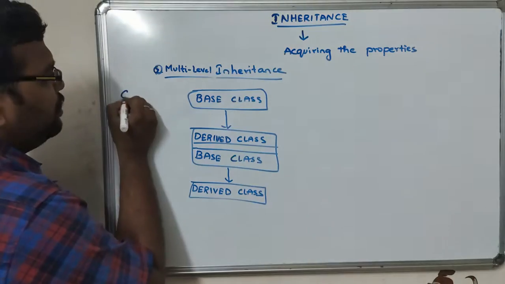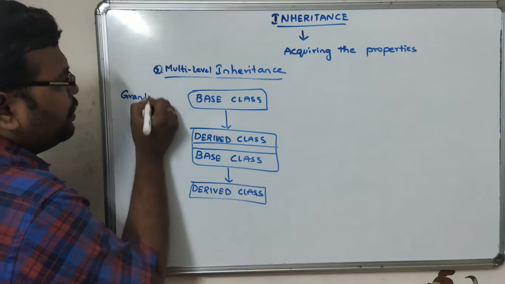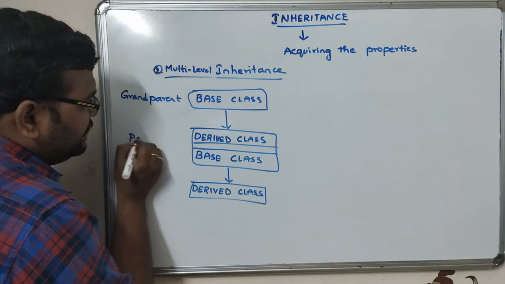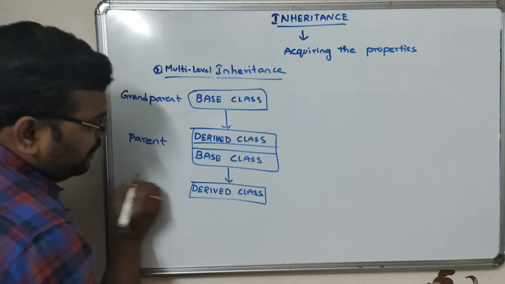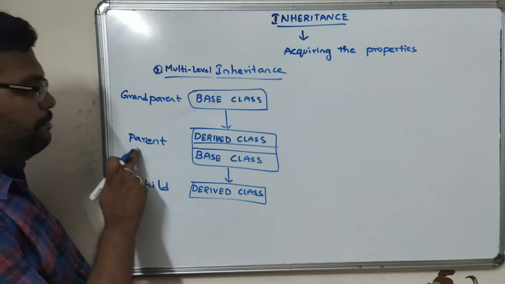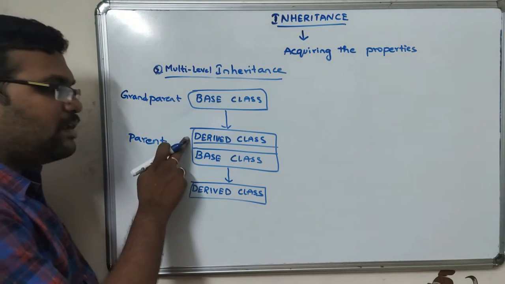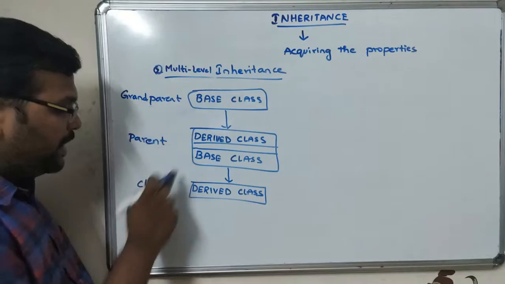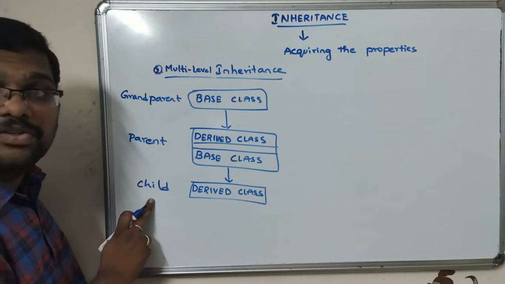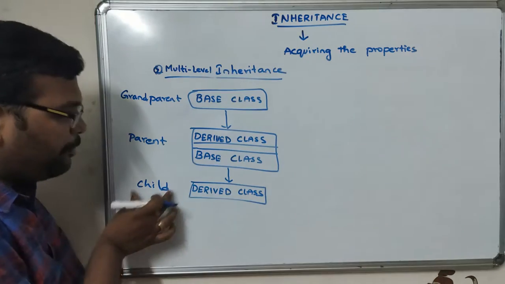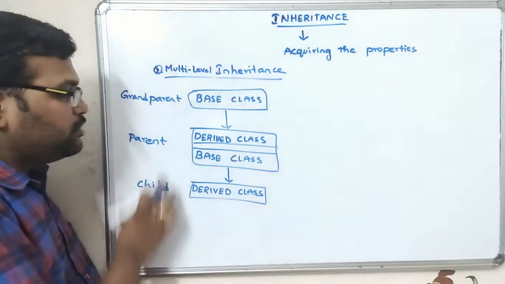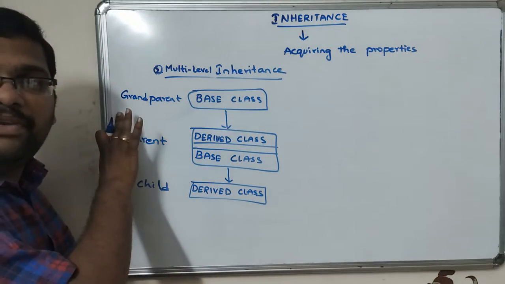A simple example: grandparent, parent and child. Parent is a derived class for grandparent, but parent is a base class for child class. So hope you understood, right? Child acquires the properties of parent, which again acquires the properties of grandparent. So level wise inheritance will be achieved here.